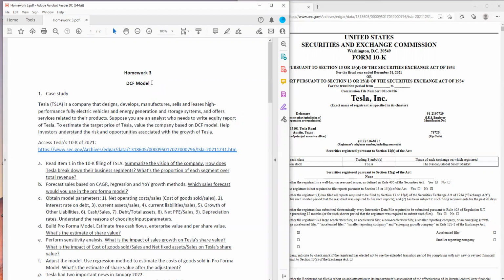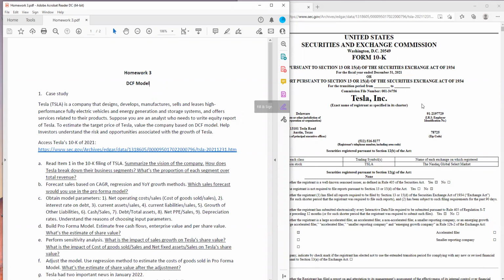In this video, I will provide some detailed instruction for Homework 3. Homework 3 is about building a discounted cash flow model, and we'll use Tesla as a case. Tesla is a company that produces EVs, electric vehicles, and the background is provided here. You can also access their 10-K filings.